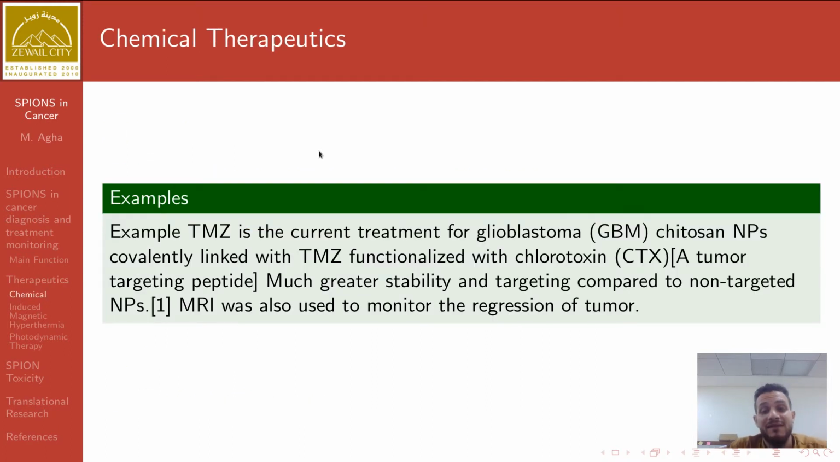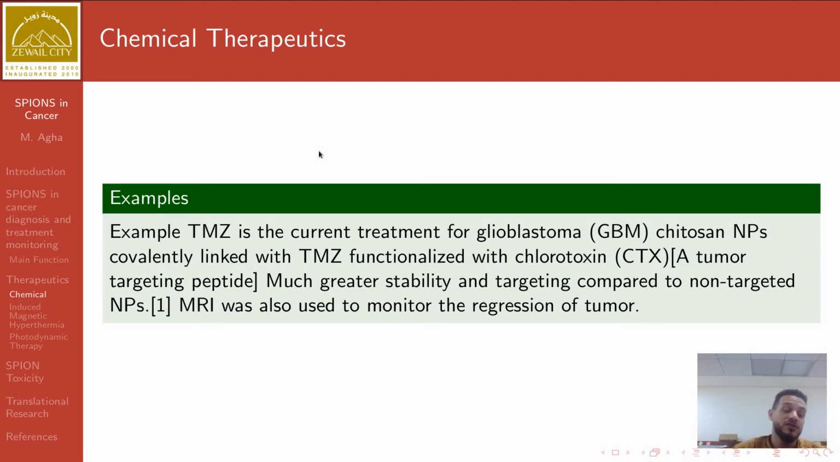So we have an example, which is the TMZ, which is the current treatment for glioblastoma. We take chitosan nanoparticles that are covalently linked with TMZ, functionalized with chlorotoxin, which is a tumor targeting peptide. So this gives it much greater stability and targeting compared to non-targeted nanoparticles.